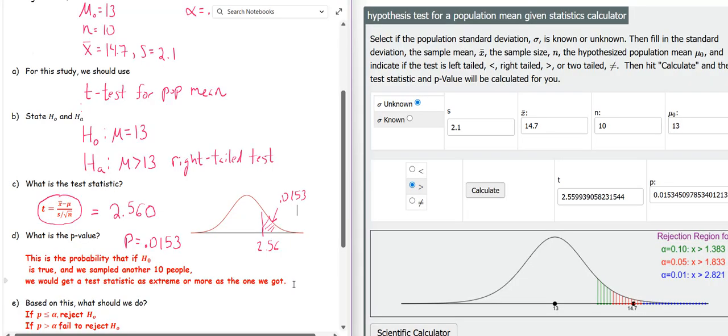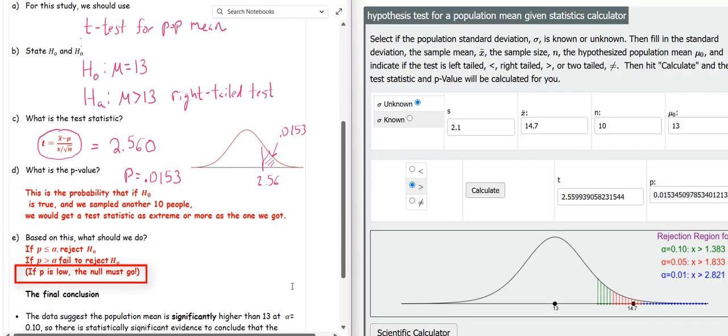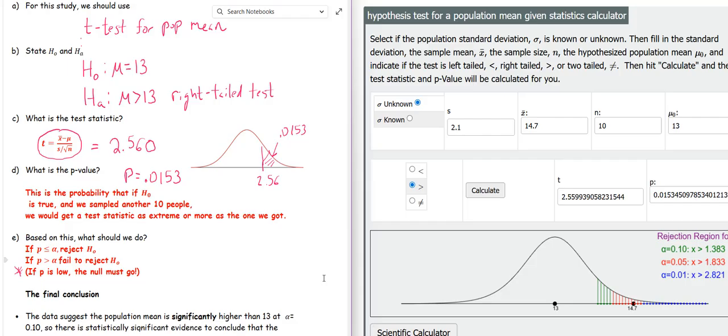So what should we do in this case? The rule I always tell students to remember is, if P is low, the null must go. So if P is lower than the significance level or equal to it, then we reject H0. If not, we fail to reject. In this case, 0.0153 is less than a significance level of 0.1, so the null must go.